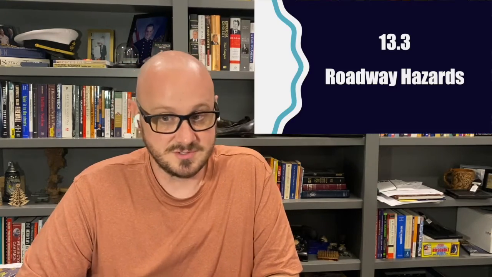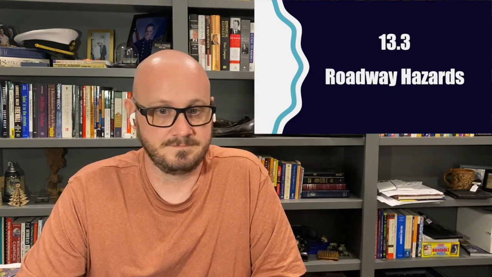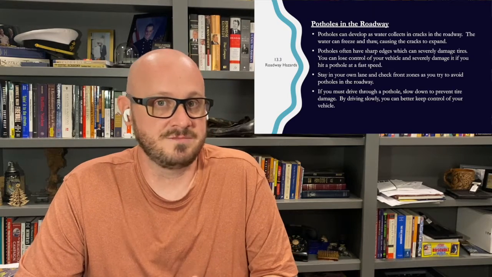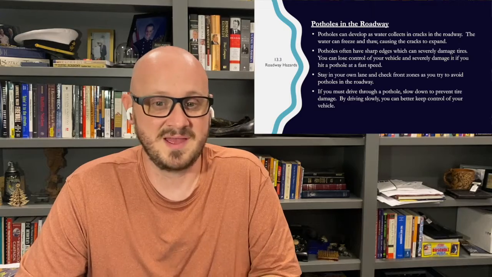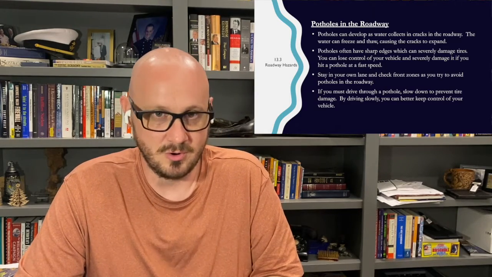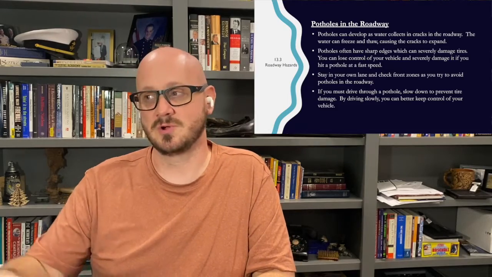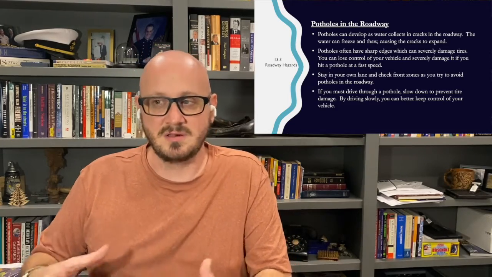The next thing we've got to talk about are roadway hazards. There can be a lot of different things that happen, but the condition of the road itself can be a hazard. We see potholes on roads all the time. You might see the edge of the road deteriorated. All of these come from kind of the same basic process.